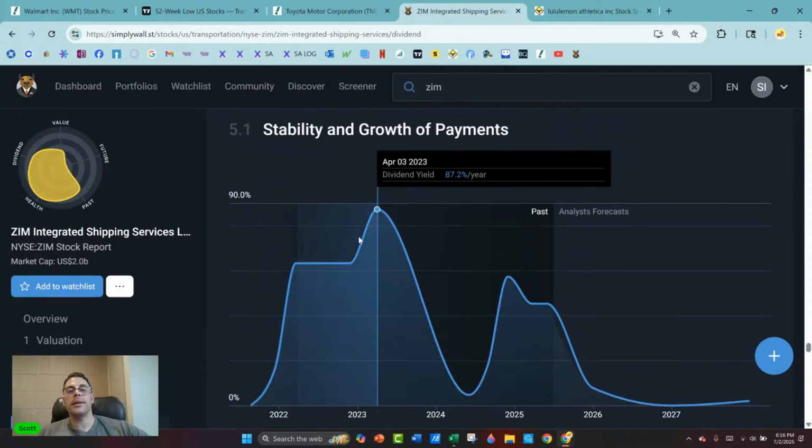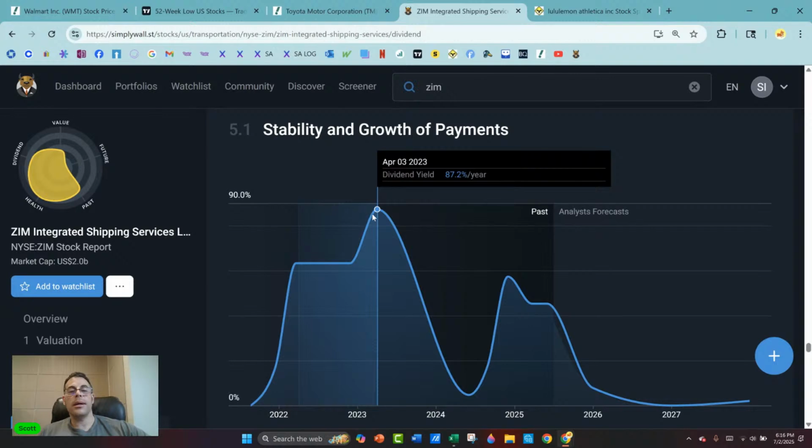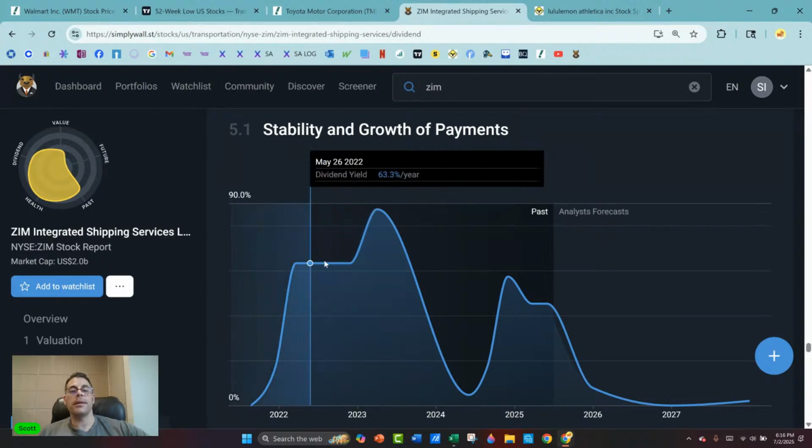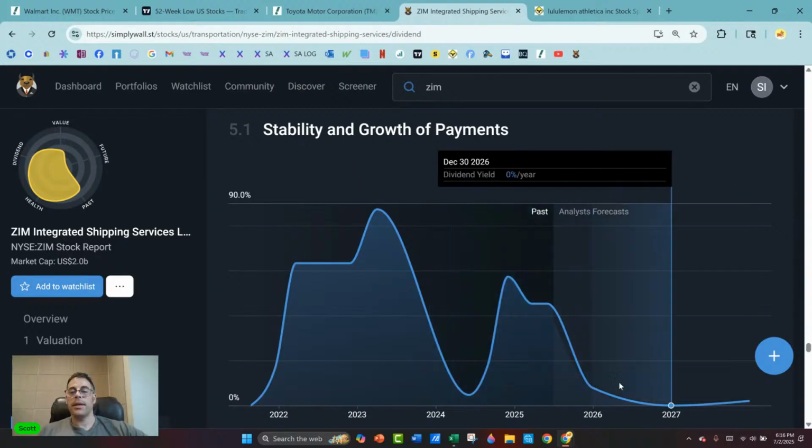See, here's the dividend yield. 2023 was 87%. So if you bought the stock at IPO, you got your money back after a year, just in dividends. And then after like 3 years, you got your money back like 4 times. But the dividend came down.